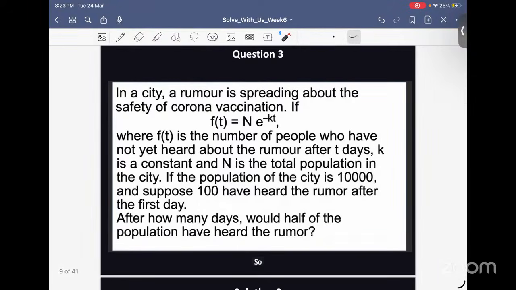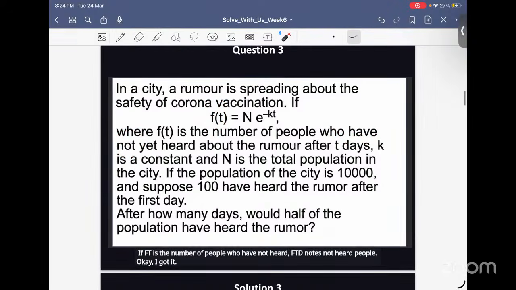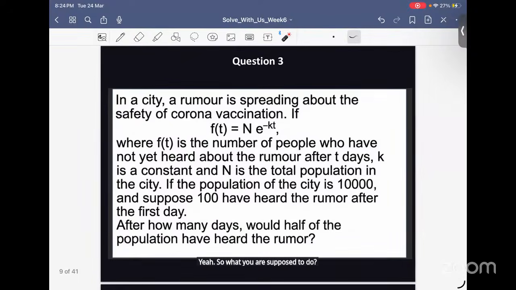So in a city, the rumor is spreading around the safety of a corona vaccination. If ft is the number of people who have not heard, ft denotes not heard people. So what you're supposed to do? Put ft equals 5,000 and get the value of kt.